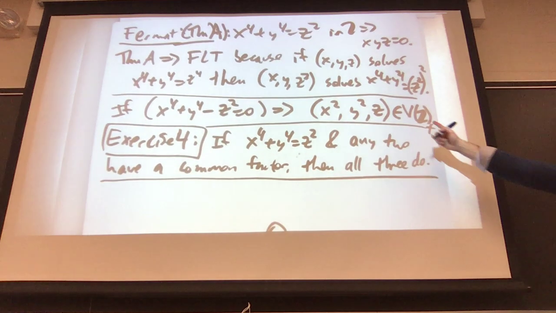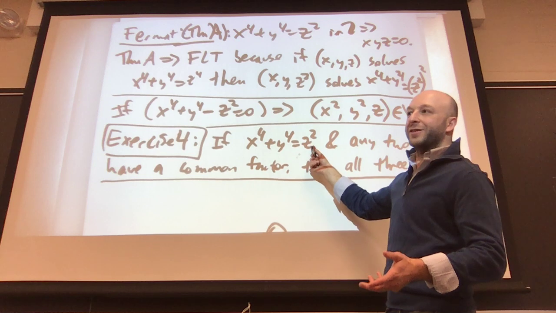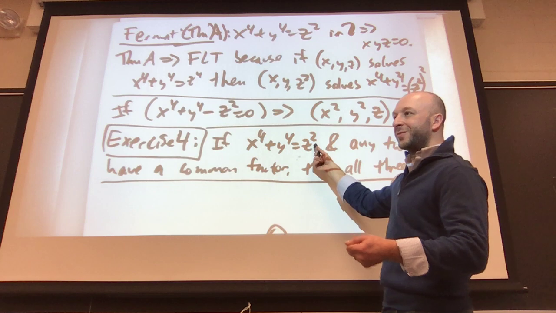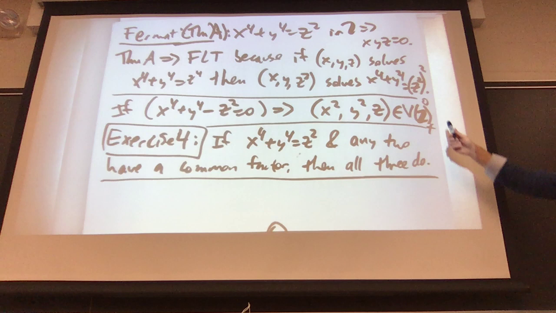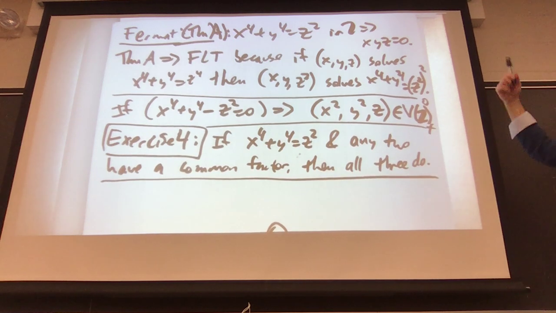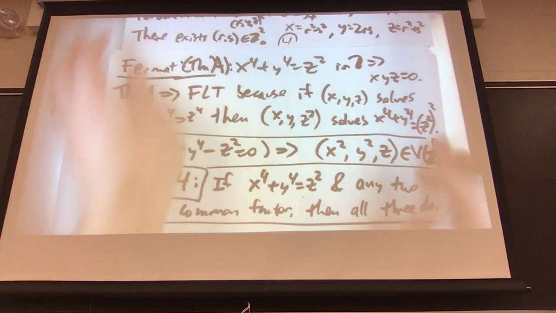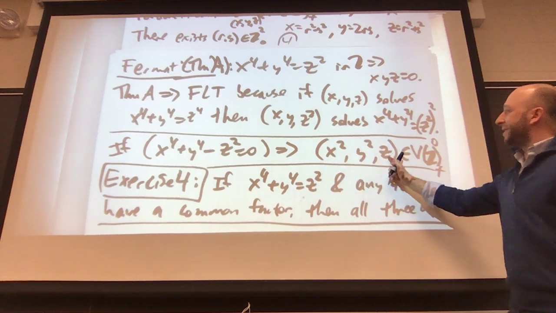So let's assume we have a primitive solution, that they don't have a factor in common. Because if they do, then I can scale x and y by that factor and z by the square of that factor. If x and y have a factor in common, z actually has the square of that factor in common. So we can assume that it's a primitive solution. And now we can apply our theorem, our parametrization. So what's the Pythagorean triple? It's not x, y, z, it's x squared, y squared, z is a Pythagorean triple.